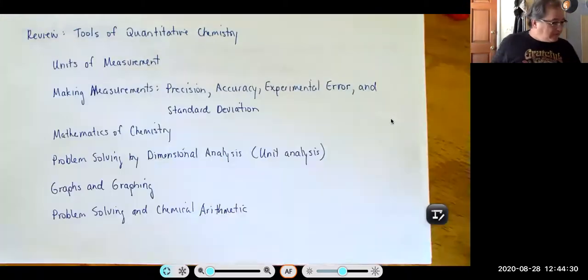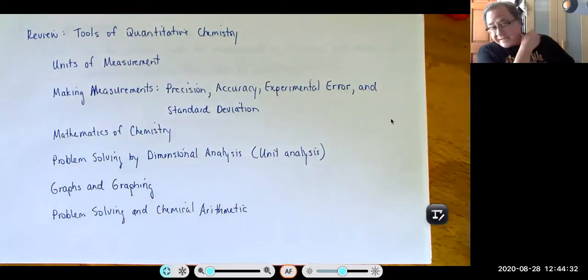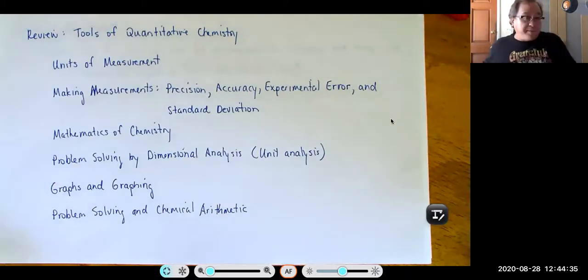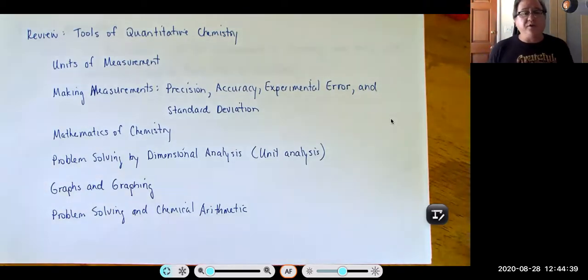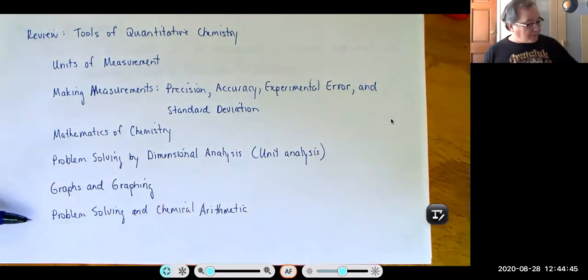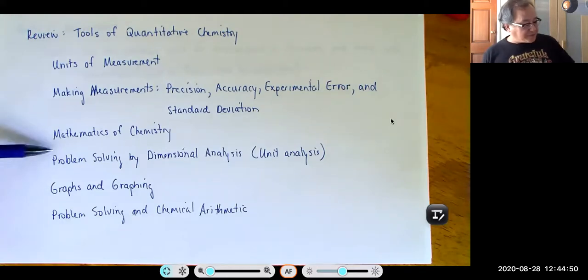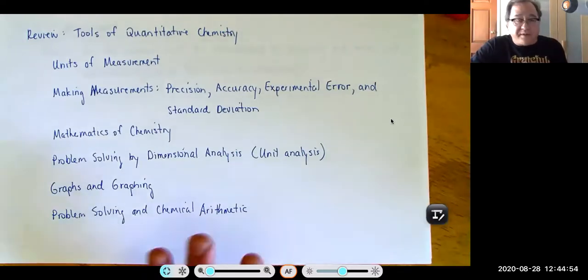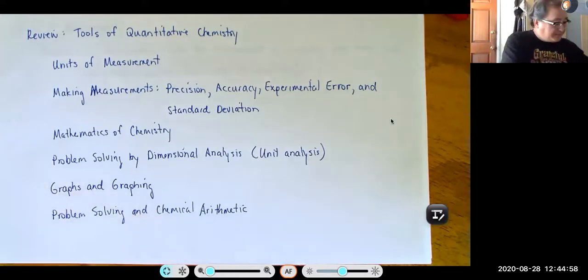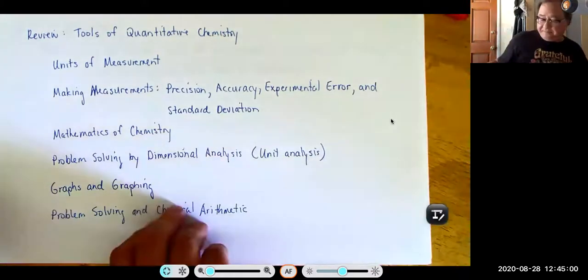All right. So now that's the end of chapter 1, pretty much. And this next section we're going to dive into is a review. It's called The Tools of Quantitative Chemistry. And this is going to be a very quick review. We're only going to get through probably mathematics of chemistry today. But again, I'm going to go through this very quickly because the understanding is you've dealt with this before. All right, so let's get going here.